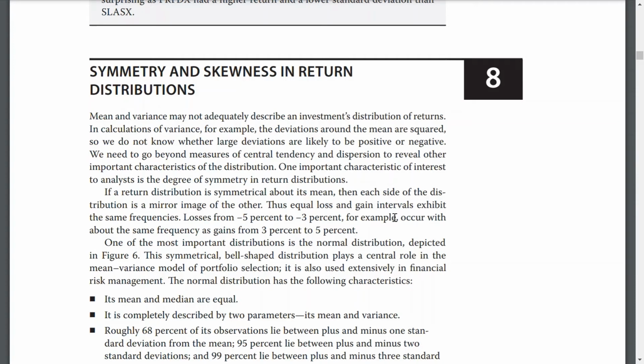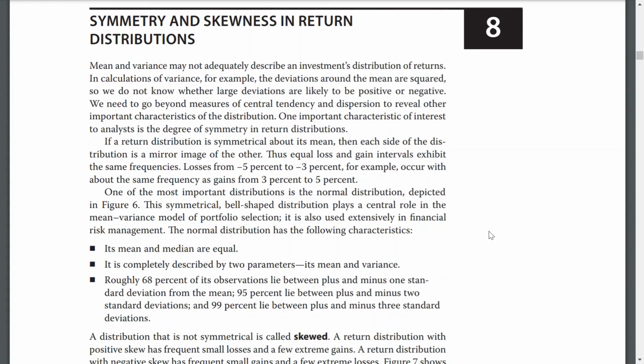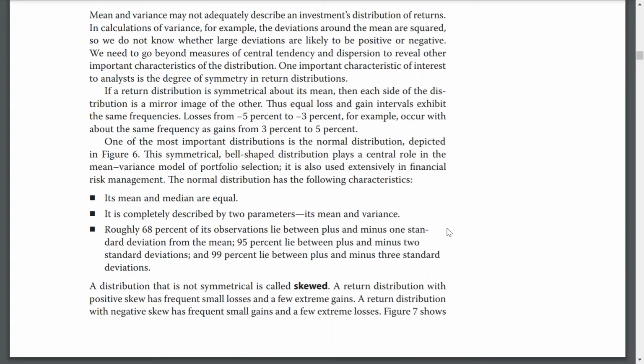One important characteristic of interest to analysts is the degree of symmetry in the return distribution. If a return distribution is symmetrical about its mean, then each side of the distribution is a mirror image of the other. Thus, equal loss and gain intervals exhibit the same frequency. Losses from -5% to -3%, for example, occur with about the same frequency as gains from 3% to 5%.